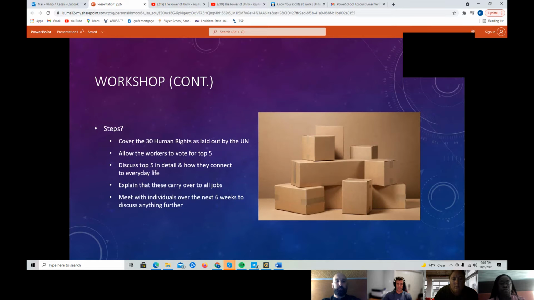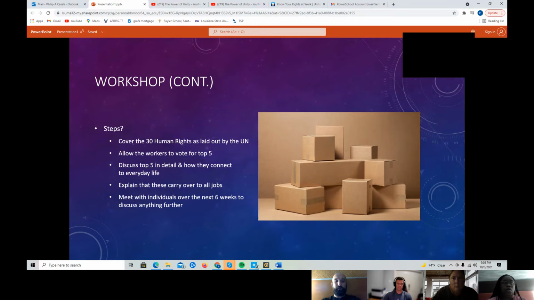And the steps that we're going to take: first we're going to cover the 30 human rights, so that we'll let them all know what their human rights exactly are. After that, to give a little bit of self-direction, and allow in that andragogy for adult learners to have a say in what they're learning.